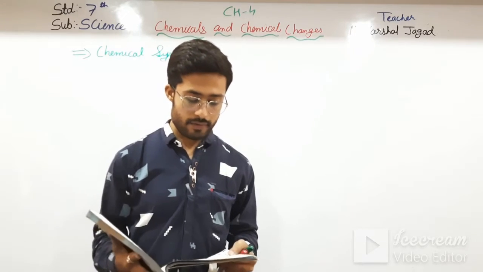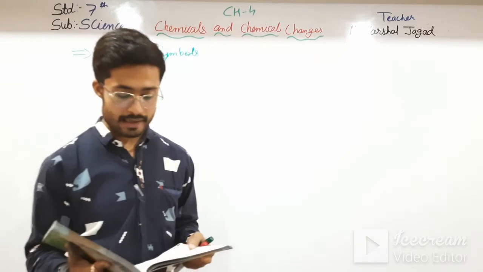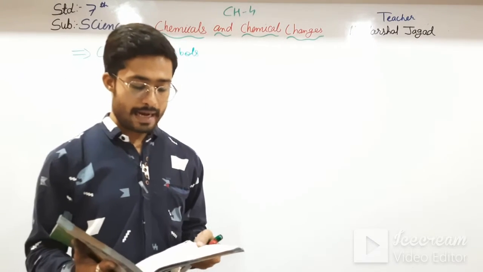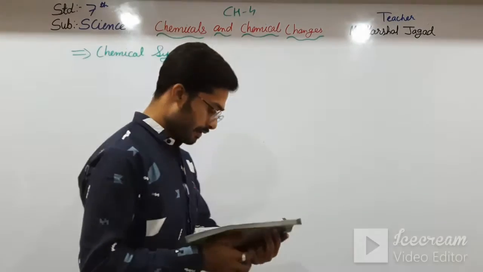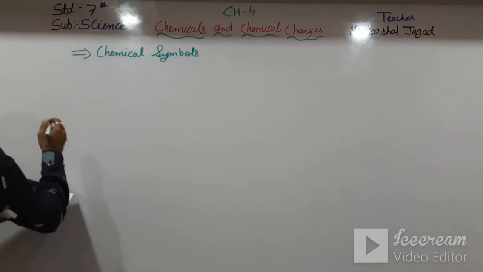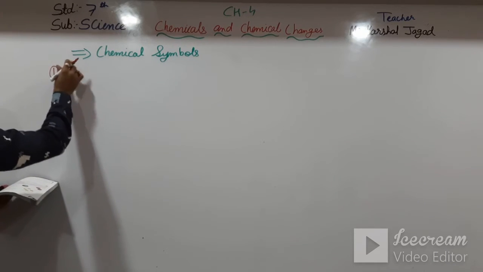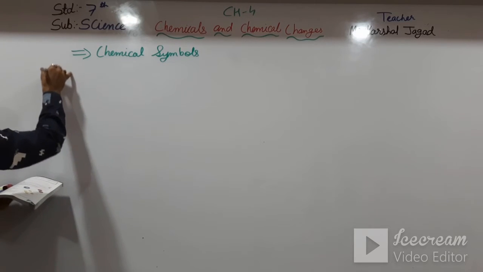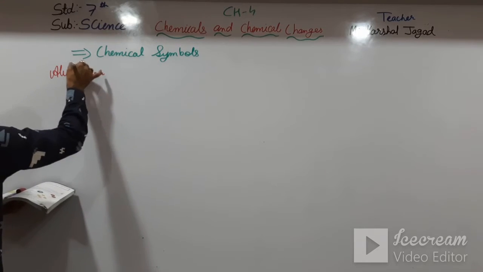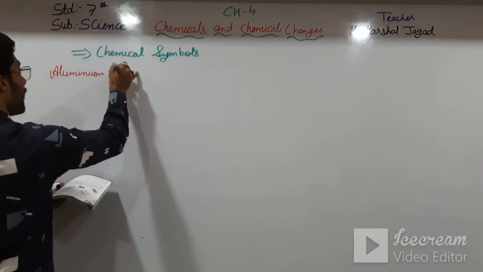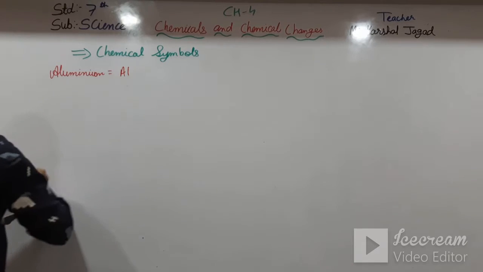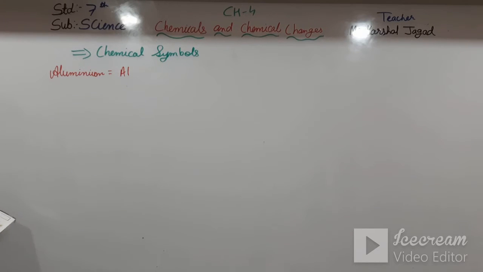Okay. Symbols of some elements have been derived from their Latin names, such as iron is Fe, gold is Au, and silver is Ag. See here, a table is given. First is aluminium. Aluminium is written as Al. Okay, small l, not big. Al.